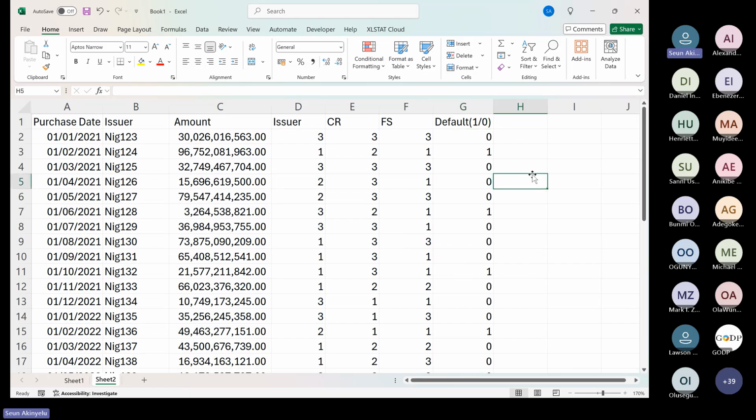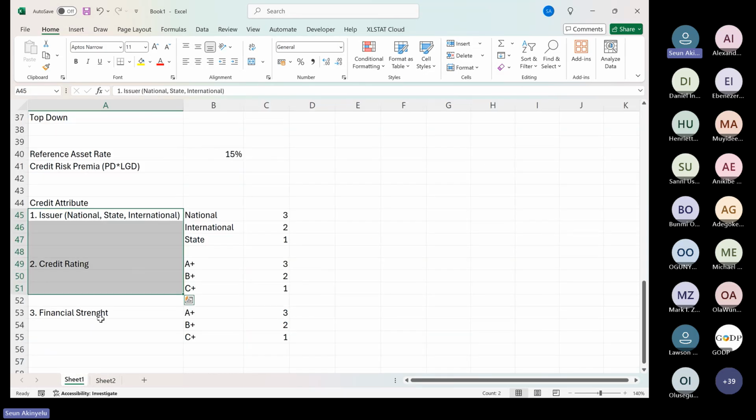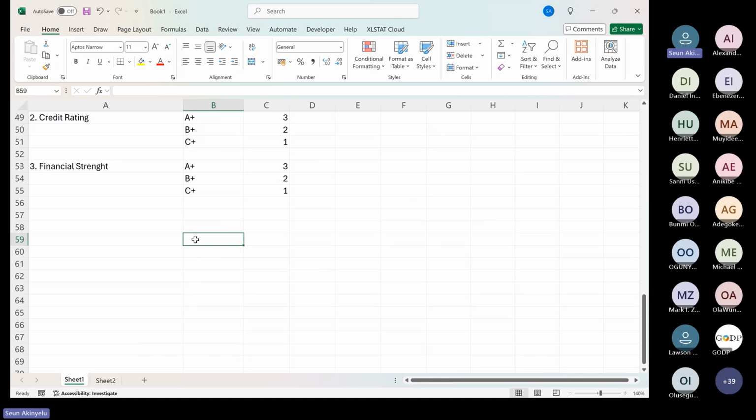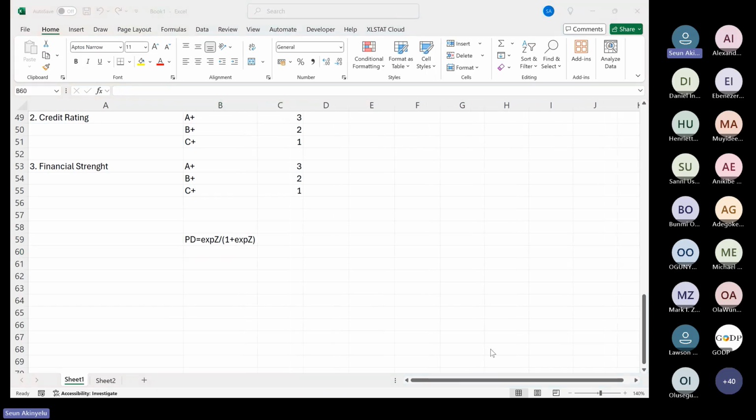Now, to calculate PD or probability of default, let me go and put the formula here for you. PD is calculated as exponential of z, where z is the logit, over 1 plus exponential of z. And that's exactly what I'm going to do. Don't worry, it's very simple. Now, this is the way we are going to calculate it.